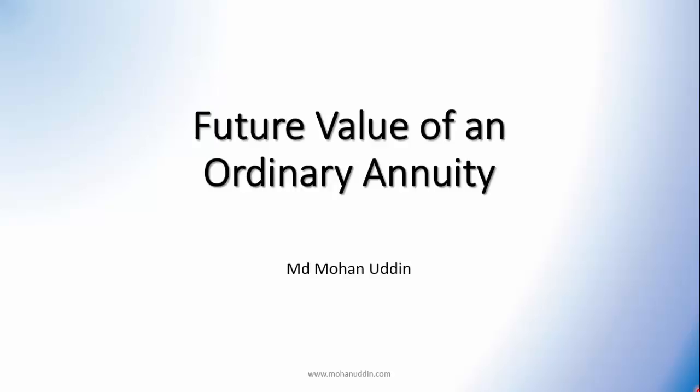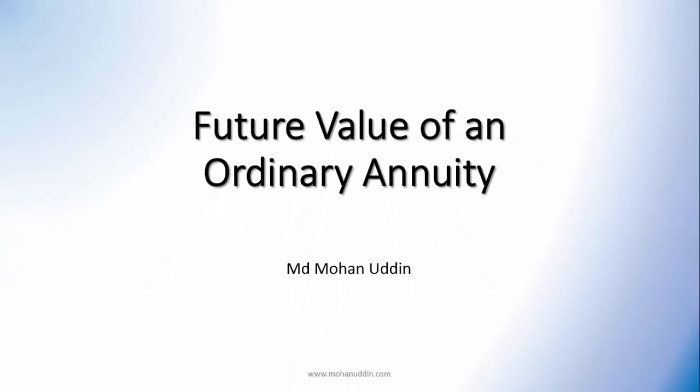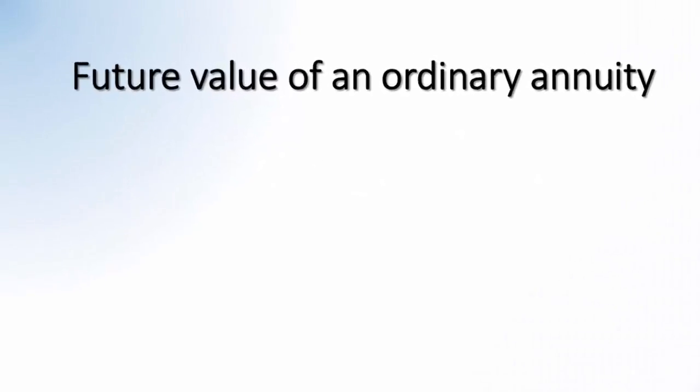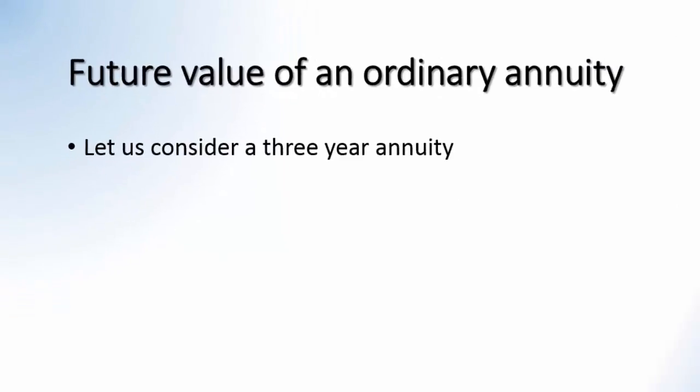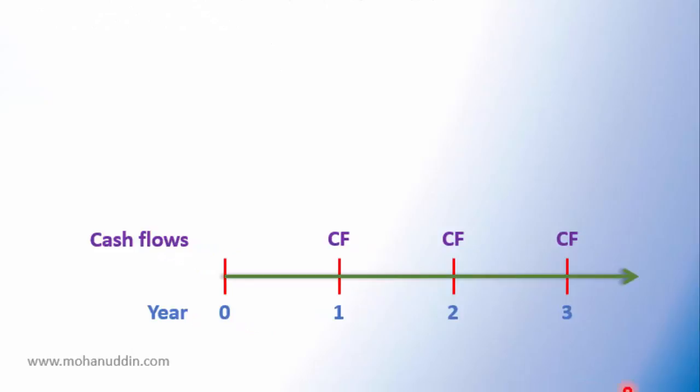Now we are going to discuss the future value of an ordinary annuity. For discussing the future value of an ordinary annuity, let us consider a 3-year annuity. So you can see the cash flow timeline of a 3-year annuity. I have not mentioned the amount of cash flow. Let us indicate the cash flow by CF. Because this is an annuity, the CF is equal for every year.